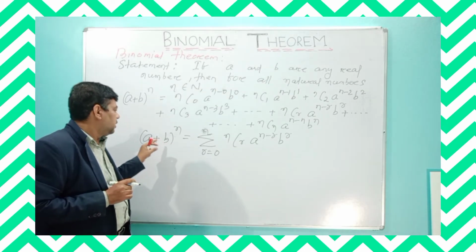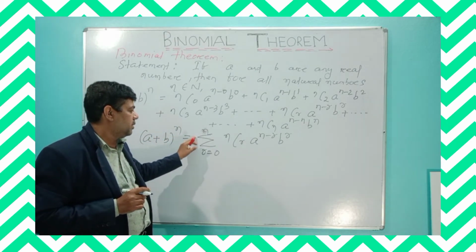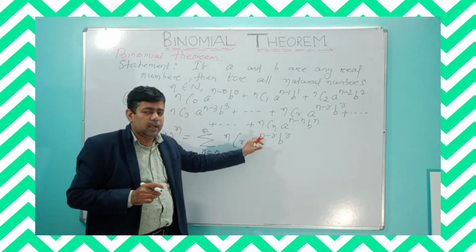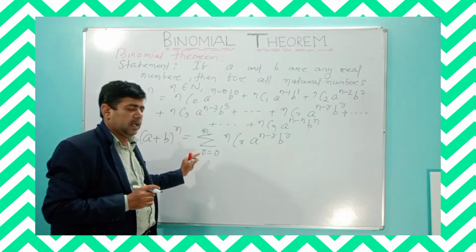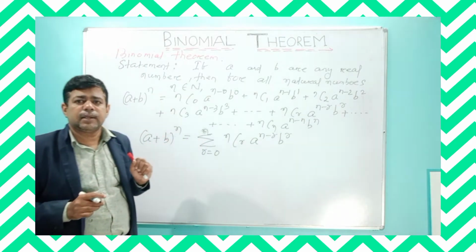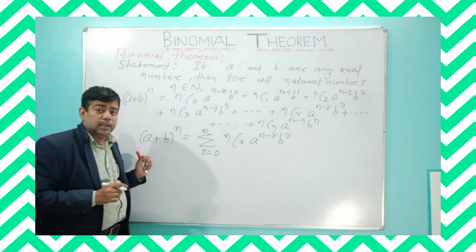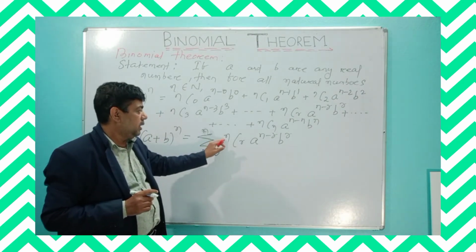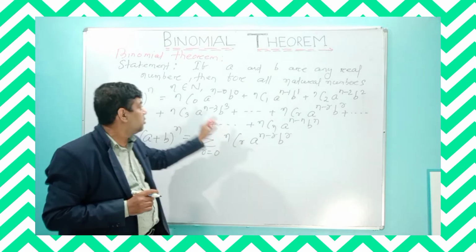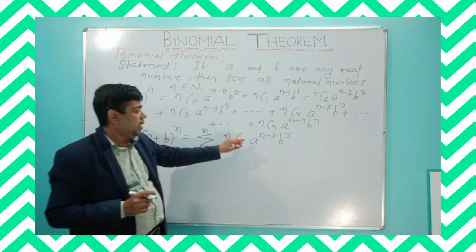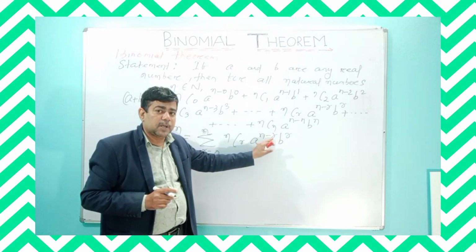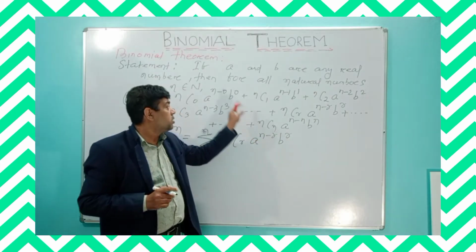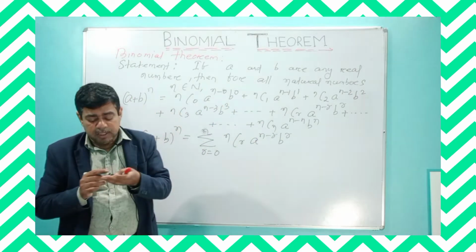We can write (a + b)^n equals the summation of nCr a^(n-r) b^r, where r varies from 0 to n. Is it clear? Let us see carefully. When r is equal to 0, in place of r we can write 0: nC0, a to the power n minus 0, b to the power 0. This is the first term coming.